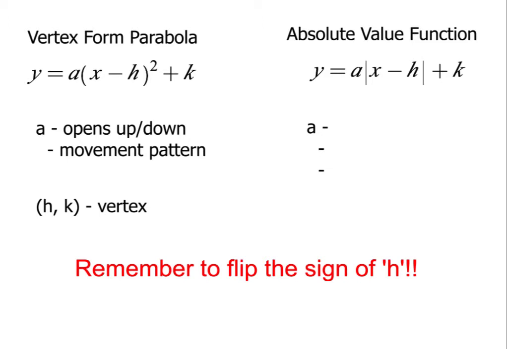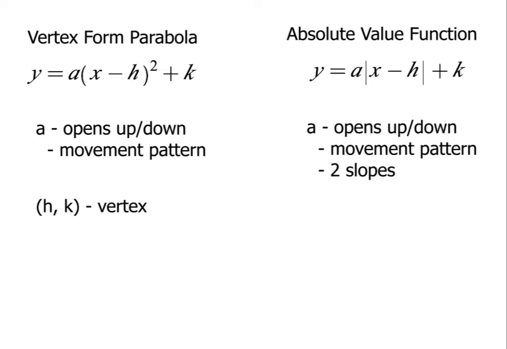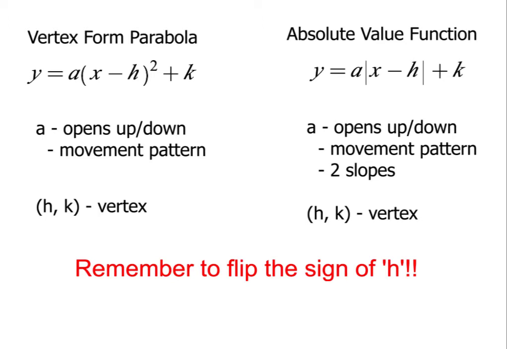Now, similarly, the absolute value function looks very much like the vertex form parabola. And notice we've got A, H, and K, so A is going to serve the same purpose. It's going to tell you whether the absolute value function opens up or down, and it's going to give you a similar movement pattern, but this time it's going to give you what I like to refer to as the two slopes. So the A value will tell you whether it opens up or down and give you the two slopes that you'll need for the movement pattern. And again, the H and K are going to give you the vertex, but don't forget, remember to flip the sign of H.